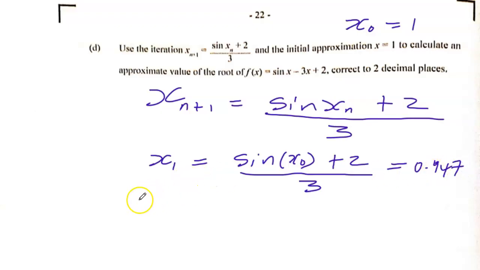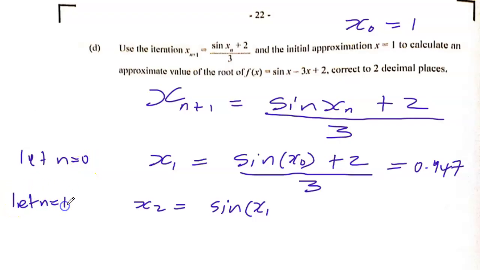And then x subscript 2 will be sine x subscript 1 plus 2 over 3. This time we're letting x subscript 1 be 0.947. So it's sine 0.947 plus 2, which gives us 0.937 when we divide by 3.